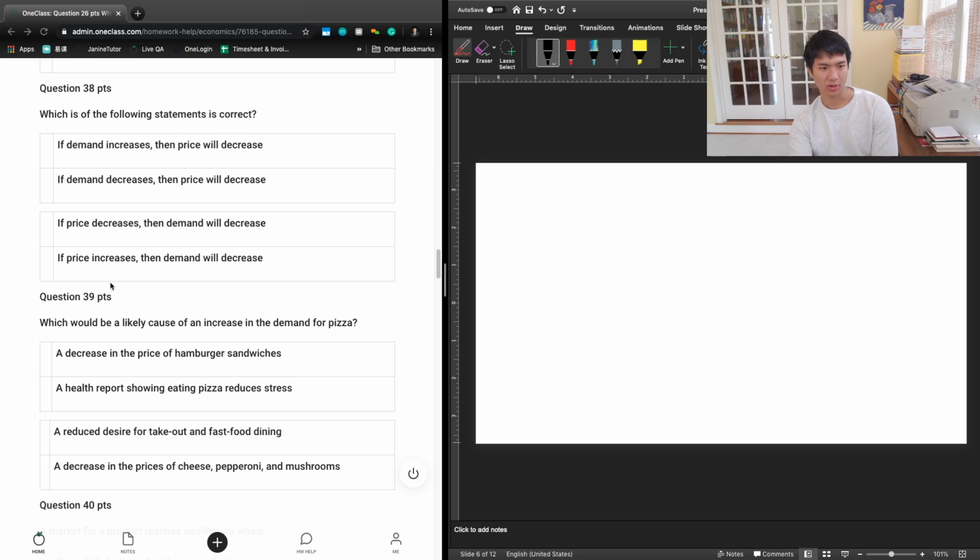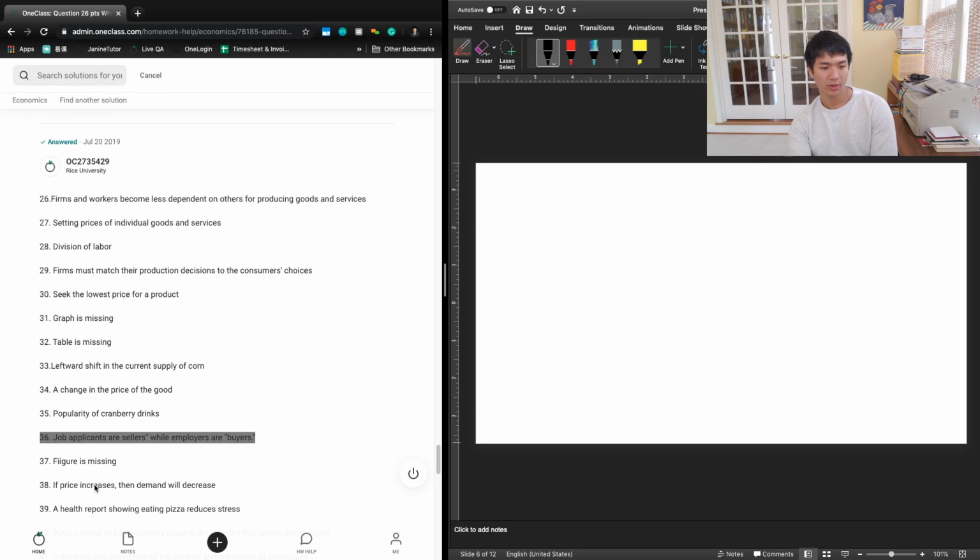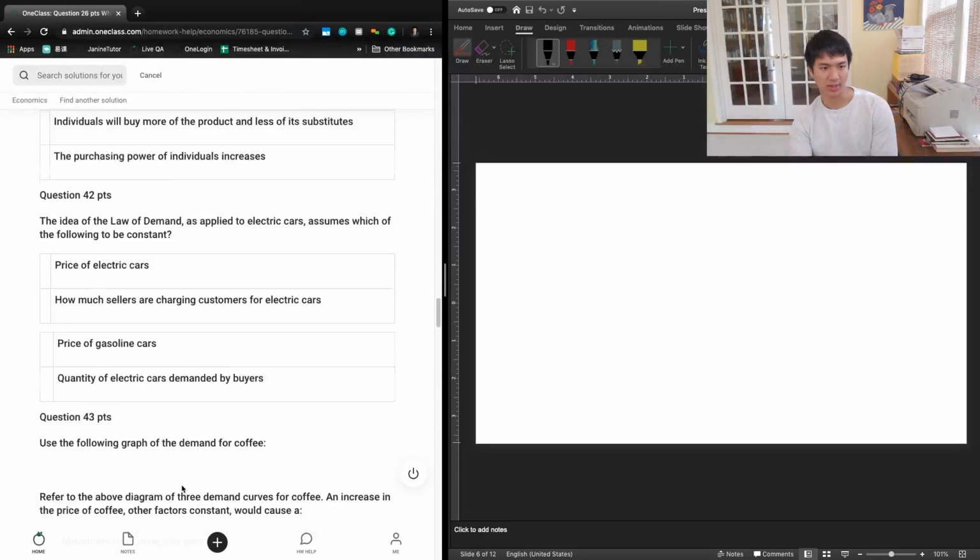Which of the following statements is correct? D. If price increases, then demand will decrease. Assuming we're talking about quantity demanded. So 38 says if price increases, the demand will decrease as well. So that is the correct answer here.